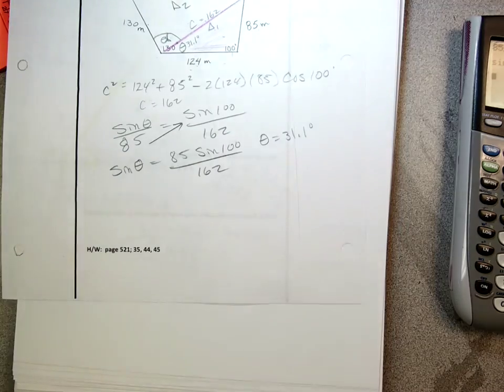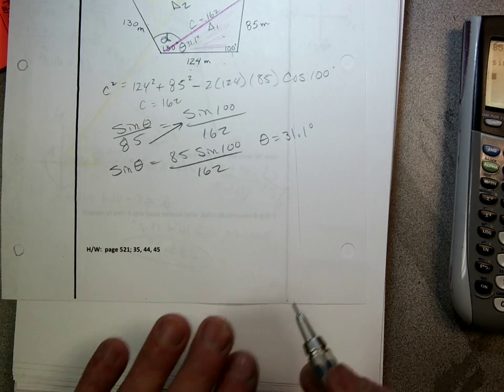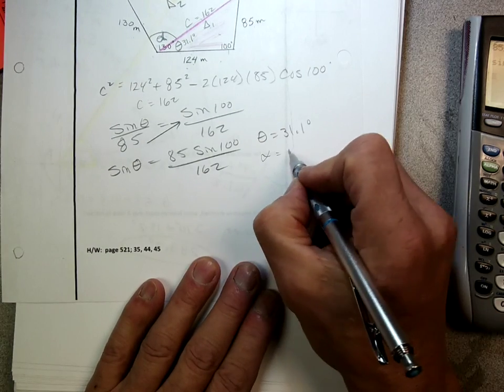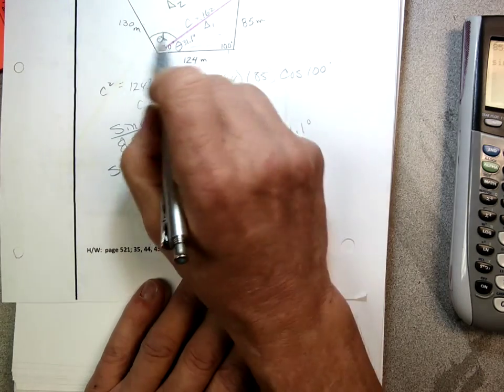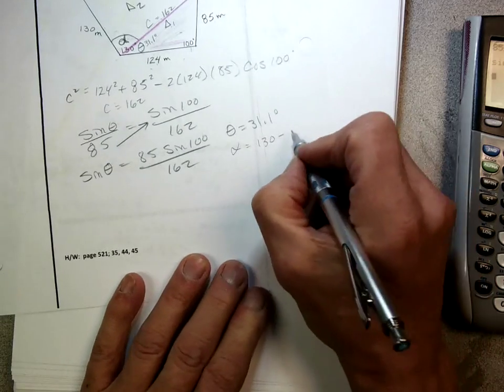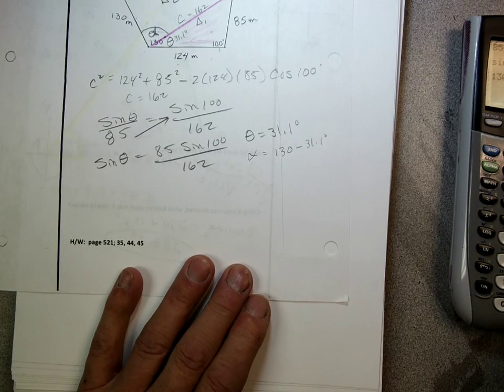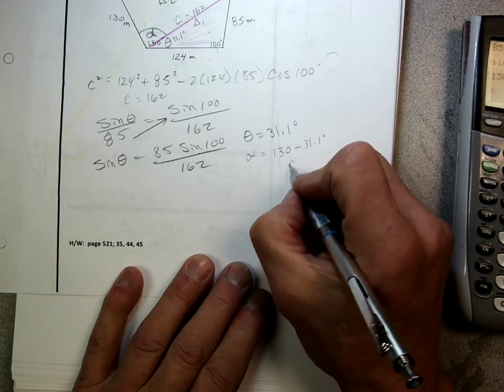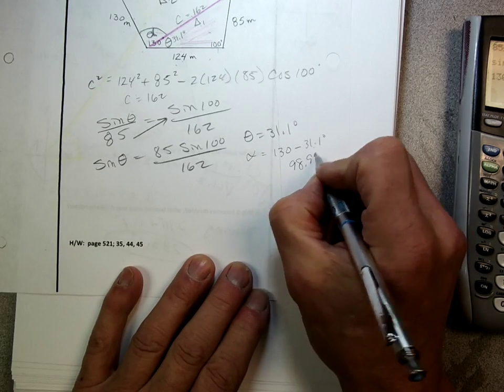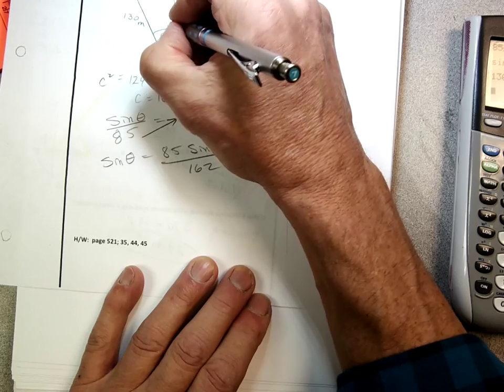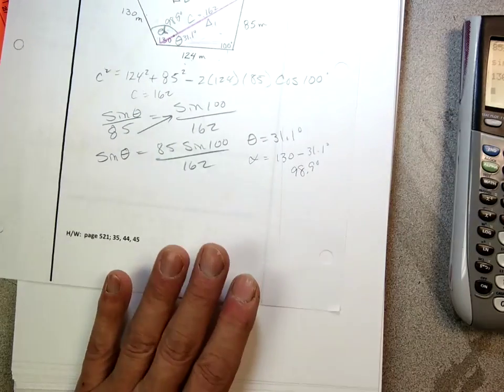Now I can get the other angle. I can get alpha pretty easily because I'll just subtract. To get alpha, I'll take 130, which is the entire angle, and subtract my 31.1 degrees from that. 130 minus 31.1, I get about 98.9. So this angle is 98.9 degrees. And I'll let you catch up.